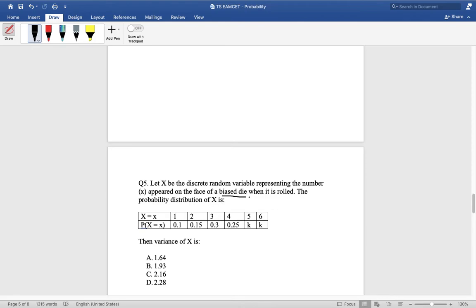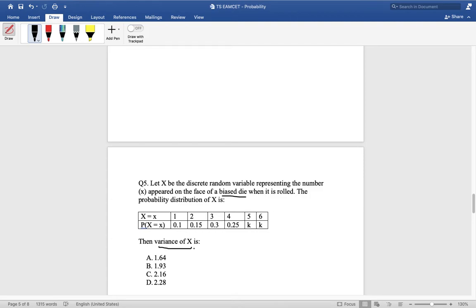But if it's a biased die, maybe one has low probability like it's shown over here. So since it's a biased die, all of them have dissimilar probabilities. So k is given here, k is given here. The probability distribution function is given. Then he has asked for the variance of x.